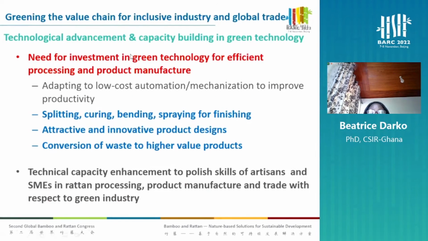Then when it comes to technology and capacity building in green technology, we need investment in green technology for efficient processing and product manufacture, especially adapting low-cost automation and mechanization to improve productivity. So in the splitting, curing, bending, spraying for finishing, we need to mechanize it a little to reduce drudgery. In doing that, we also need to think about attractive and innovative product designs, as we see on the market at the moment, especially in baskets, several forms, and even in furniture.